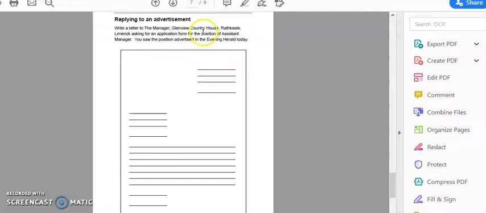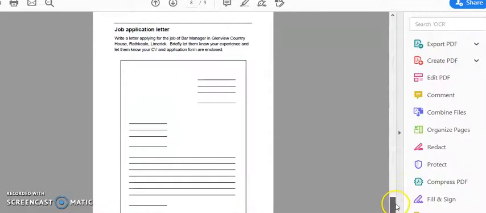Write a letter to the manager, Glenview County House, Rathkeale, Limerick, asking for an application form for the position of assistant manager. Again, you'll be starting off with, so it says here you saw the position in the Evening Herald today. So I'm writing with regard to the advertisement I saw for the position of assistant manager in the Evening Herald. So you're saying why you're writing, what the purpose of your letter is, then maybe a couple of lines about why you think you're suitable, and then you close it off with the number that you can be contacted on or that you're available for interview at any time. So maybe try drafting out one of those letters.